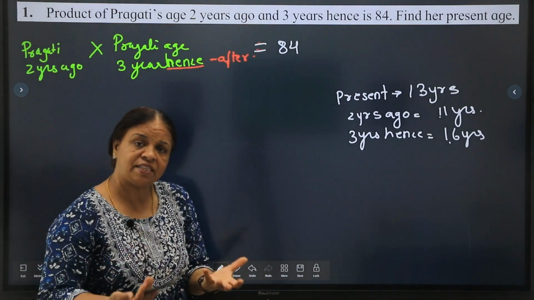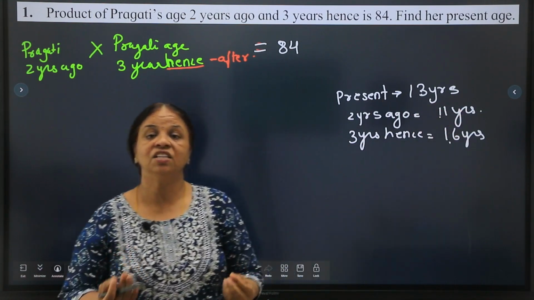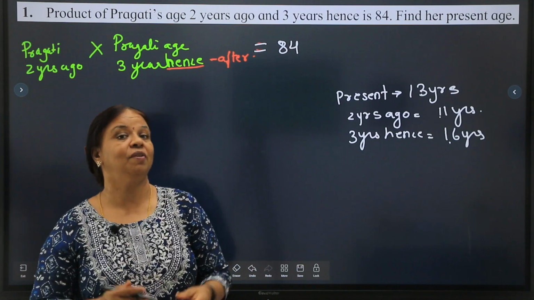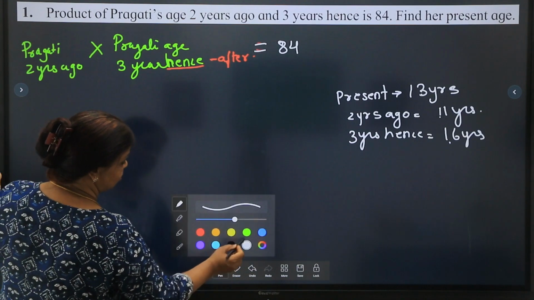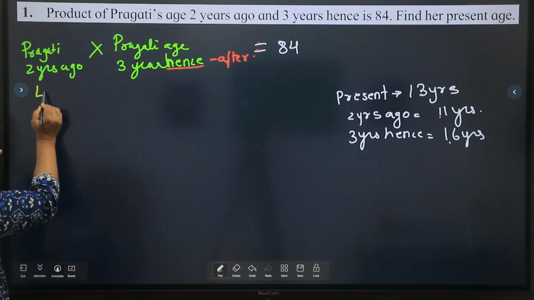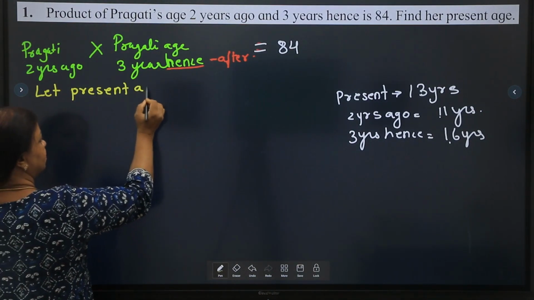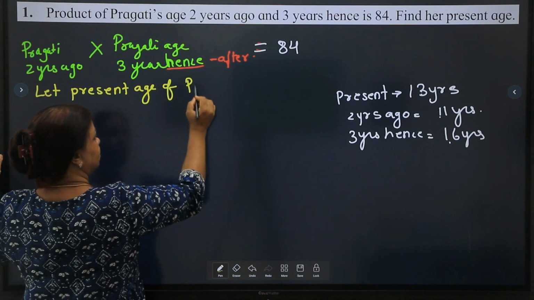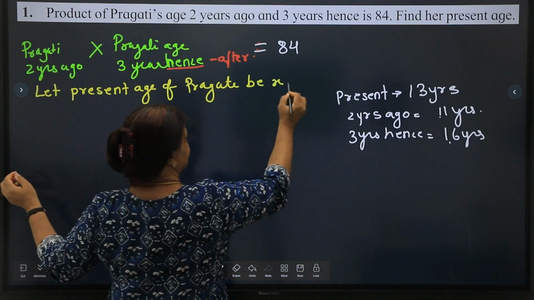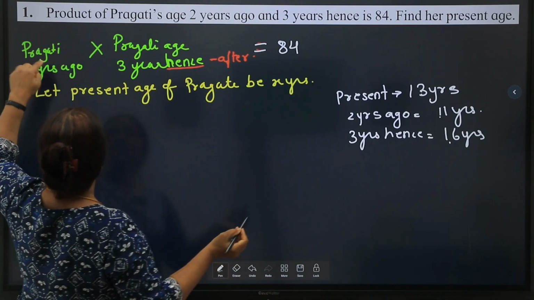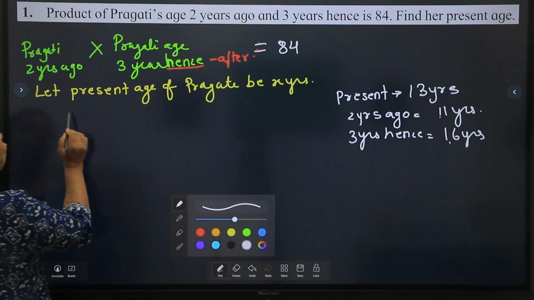Here we knew the present age, therefore we could get these numbers. But in case we don't know the present age, then what will we do? We will assume it as x. So let the present age of Pragati be x years.